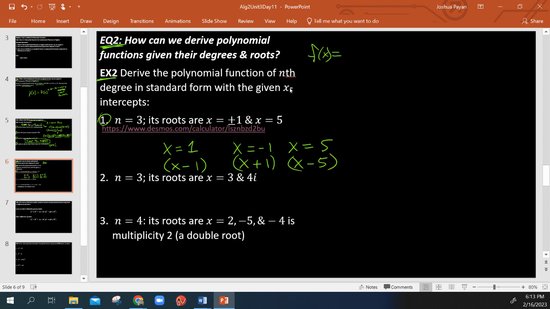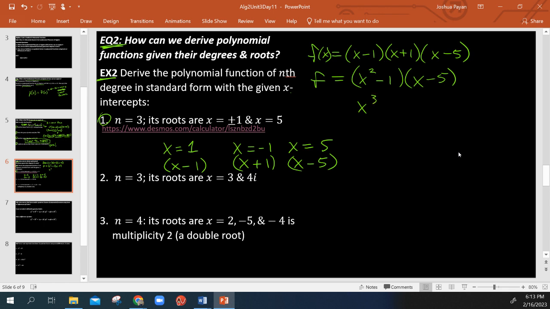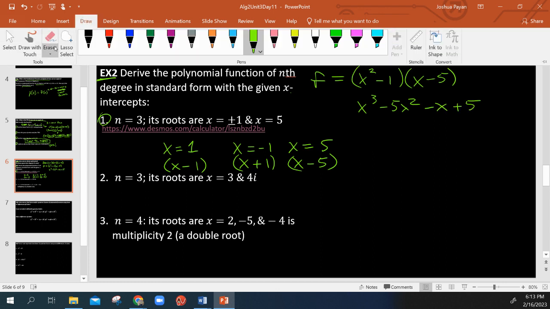Okay, so we're just kind of working backwards. So that means f of x is going to come from multiplying out x minus 1 times x plus 1 times x minus 5, right? And this right here, well, we know that that's a difference of squares, right? So I know that that's going to become x squared minus 1. So that saves me a lot of time. Okay, and now I'm just going to FOIL. Okay, so x squared times x is x to the third, x squared times negative 5 is negative 5x squared, minus x plus 5. Okay, and there's no like terms for me to combine.